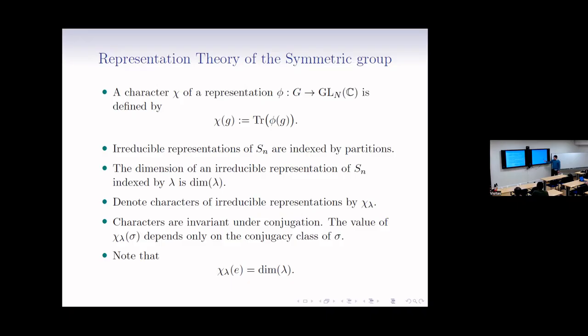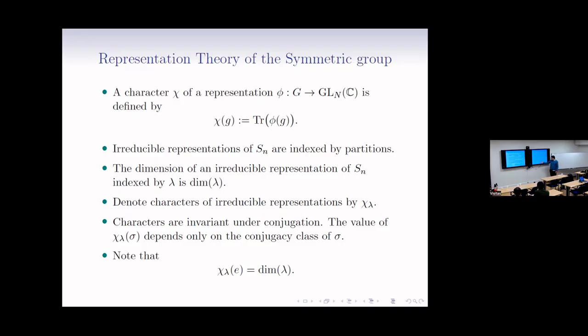We're going to denote the characters for irreducible representations by chi lambda. And the characters are invariant under conjugation, since there is a trace here. For this reason, we can notice that if we take the conjugacy classes of permutations, they are precisely partitions. So in some sense, characters, while we're applying them to elements of the symmetric group, permutations, are actually a better tool to study partitions.